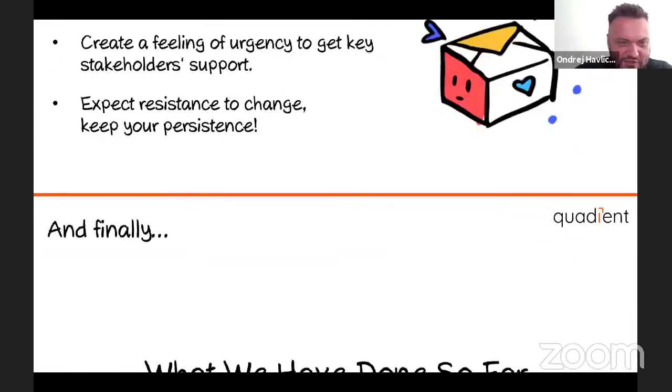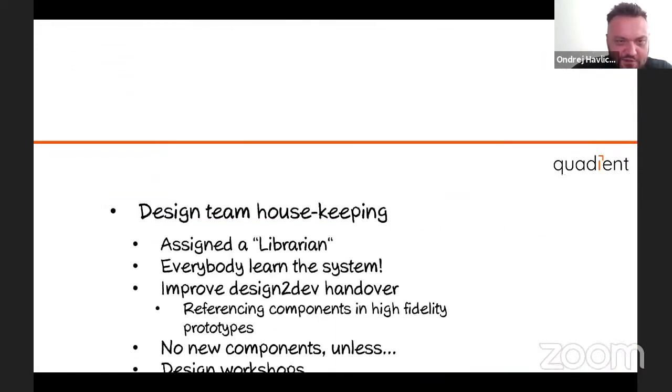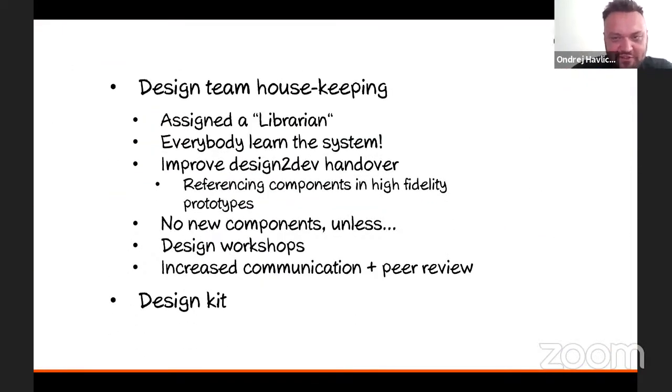Okay, so what we have done so far. We started in the design team. It was not obvious to me at first, because I presumed that the design team was on board, since everybody said we wanted consistency. But I realized later on that this was not a given. So do not assume that your team is on board. So we started cleaning our own house.